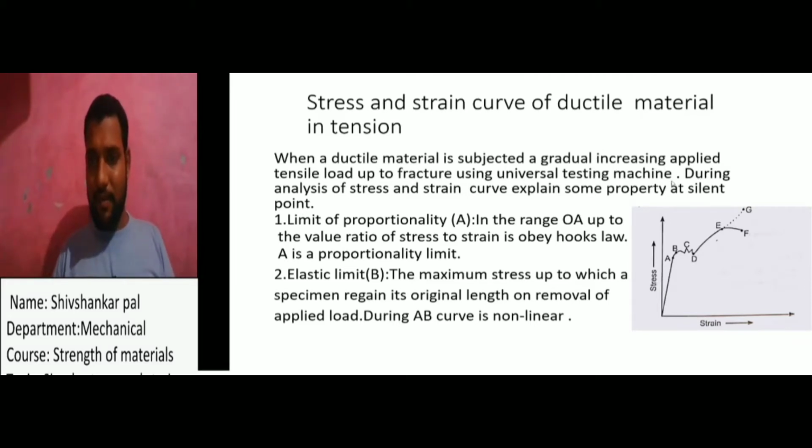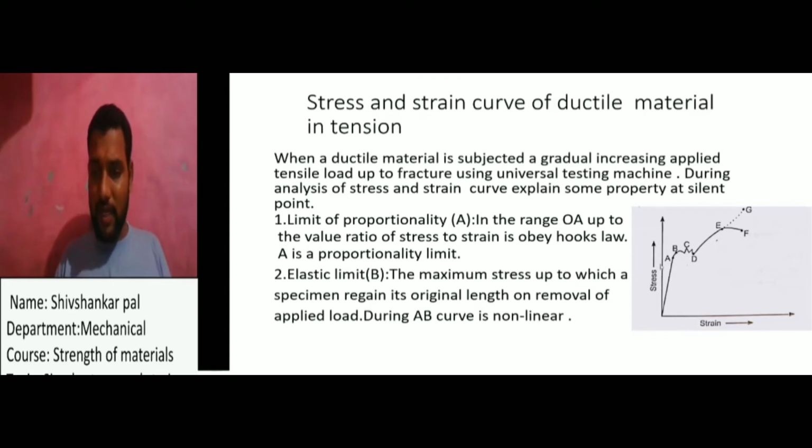as I wrote in the previous lecture on the brittle material. During the analysis of the stress and strain curve, I will explain some properties. What is the proportionality limit? Suppose O to A is this area, the proportionality region. That means in this range O to A, the values of stress and strain obey Hooke's law.